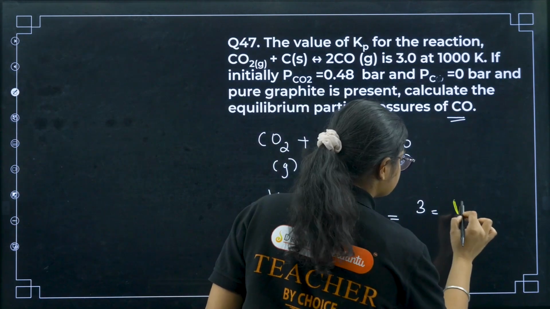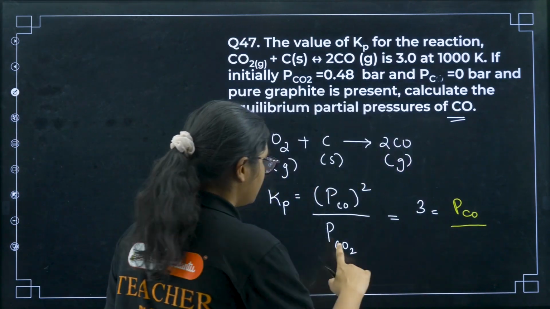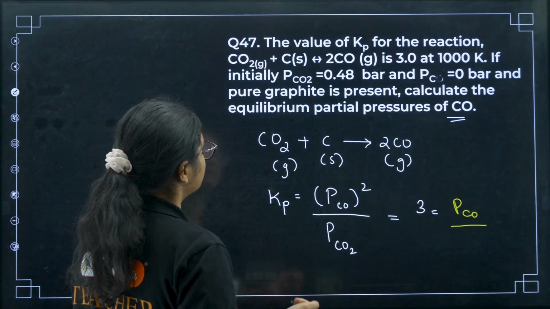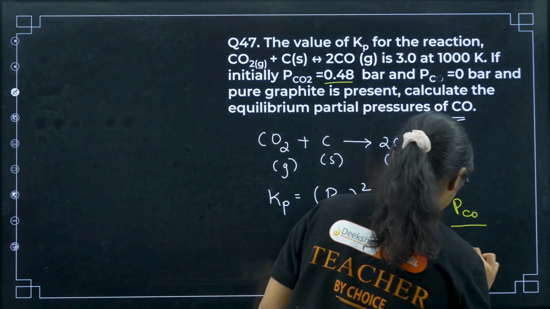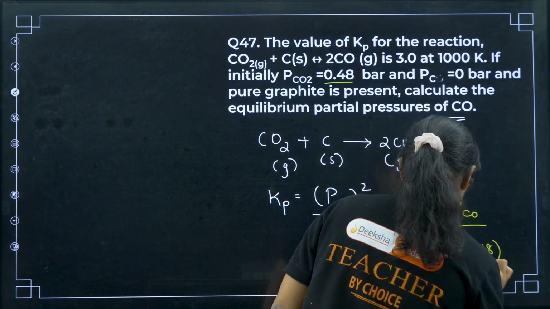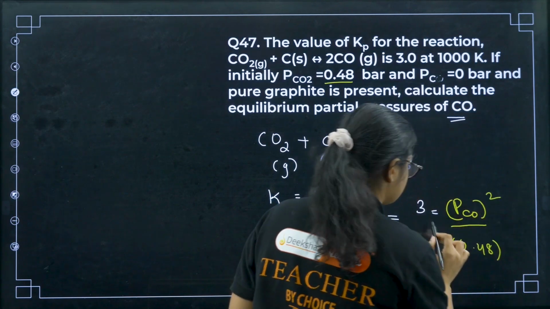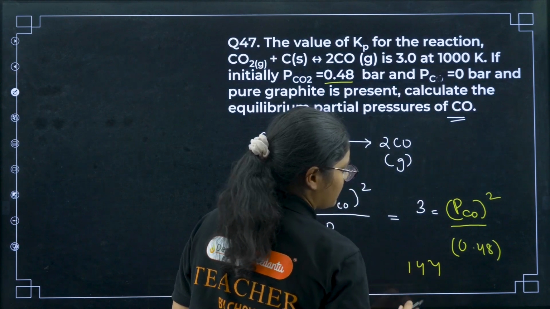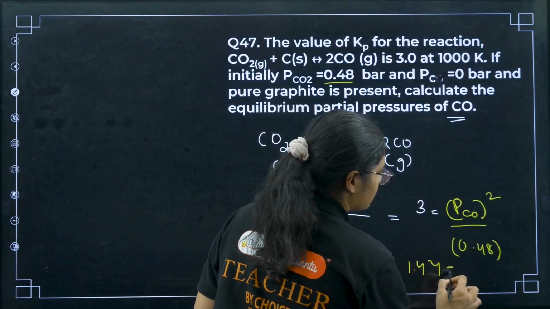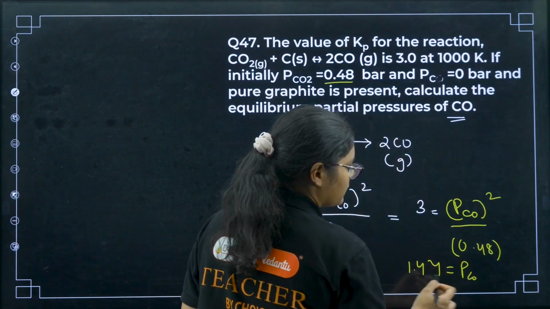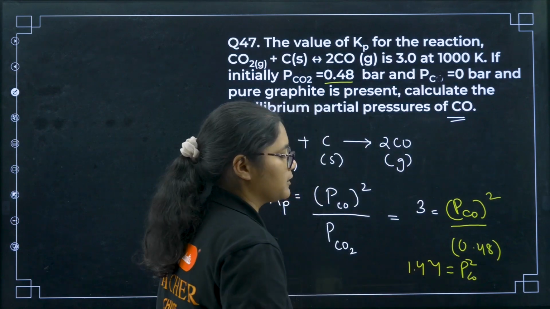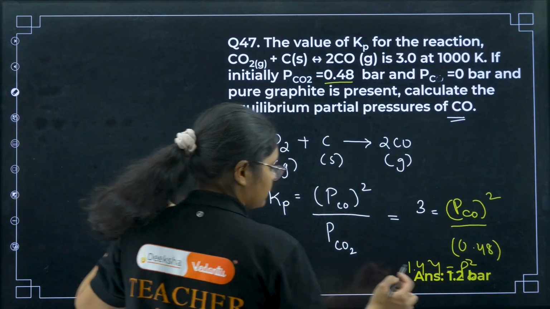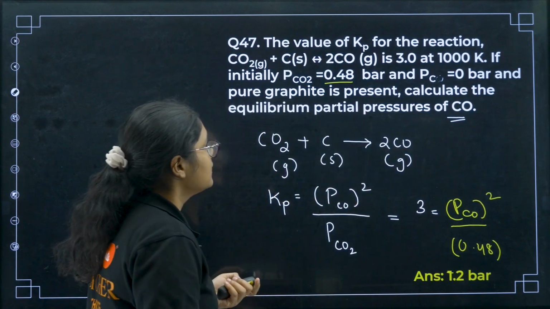Okay. We'll get pressure of CO square divided by P of CO2. P of CO2 is given how much? 0.48. Okay. And the square is there. So if I multiply this one, 3 8s are 24. So I can say 1.44 is equal to P of CO square. If you take the square root, it will become 1.2. Okay, the answer is 1.2 bar here. Okay, very simple and easy question.